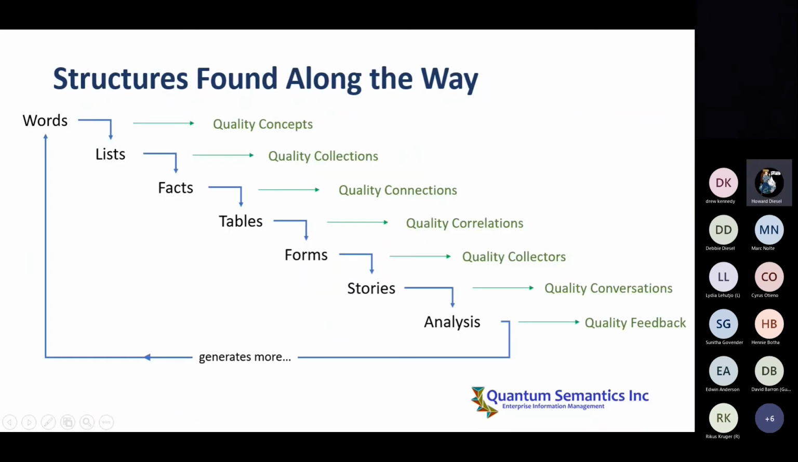So this is sort of like the turtles all the way down. It's quality, quality, quality everywhere. Quality concepts, quality collections, connections, correlations, collectors. Forms in the content management world represent a bit of a challenge, because people use form loosely to say it's a filled out form or it's an empty form, but forms are quality collectors, and I think that's what they call semi-structured data. And then when you get down to analytics, the loop here connecting back to the words is when the quality feedback comes from your analysis, you get new concepts and new words and new connections, et cetera, et cetera.